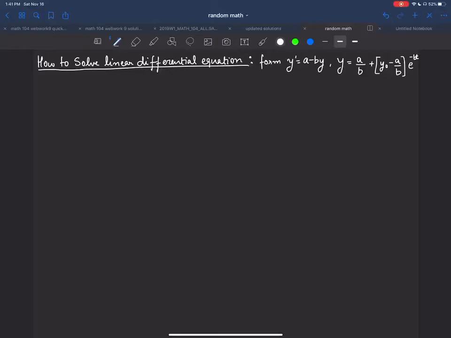Okay, guys, so we're going to talk about how to solve a linear differential equation in this form. As you've seen in the notes, most of you already remember that the form of a linear differential equation is just y prime, which could be written as dy by dt, equals a minus by. When you have that kind of form, you can take the values of a, b, and the initial condition y value, plug them all into the standard solution given in the books, and you have the solution right in front of you.